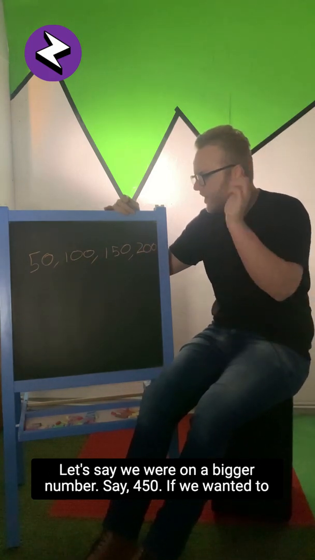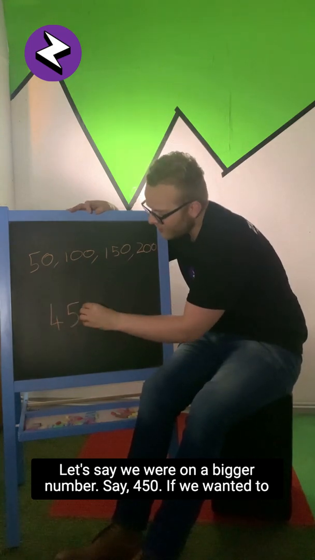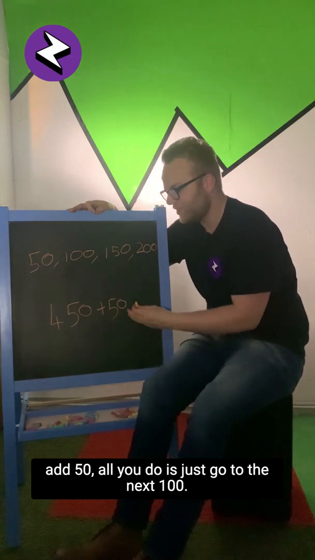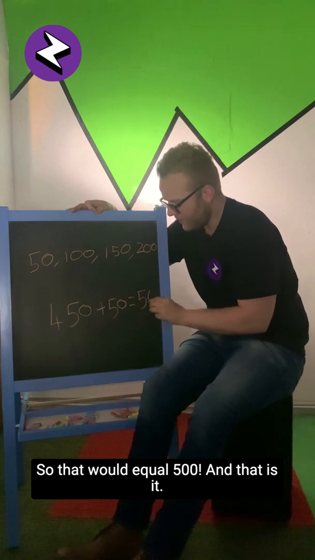So let's say we were on, I don't know, let's go a big number, 450. And if we wanted to add 50, all you do is just go to the next 100. So that would equal 500.